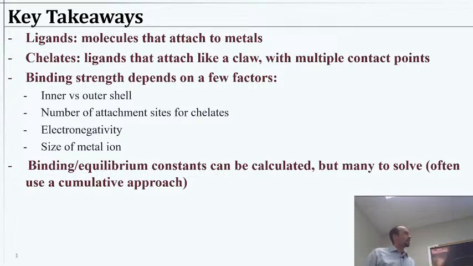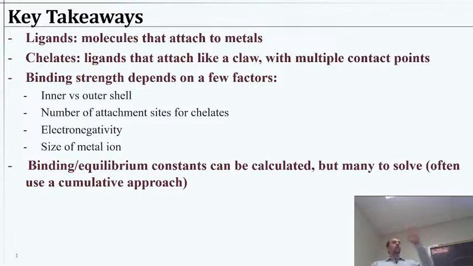Then the electronegativity of the metal and the ligand can be important, and the size of the metal ion can also be important. Some of that has to do with charge. We didn't really go into it, but polarizing the metal, pushing charges around a little bit, how it's all shared, but just letting you know that those two things can be important.